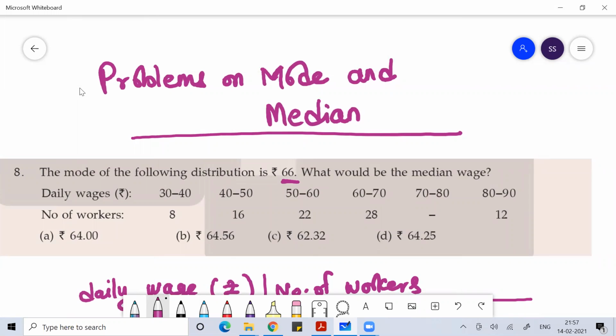There's one problem which is based on mode and median altogether. So this would be kind of a revision for all of you who are well versed with the concept of mode and median. You can see in this problem, the mode of the distribution is given to you as 66. What you have to find is the median, and four options are given to you.